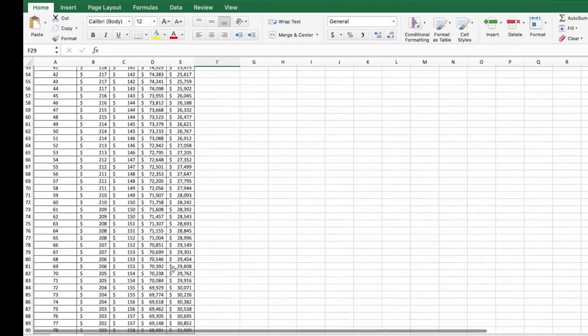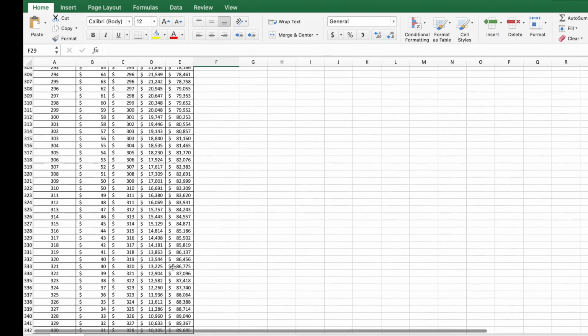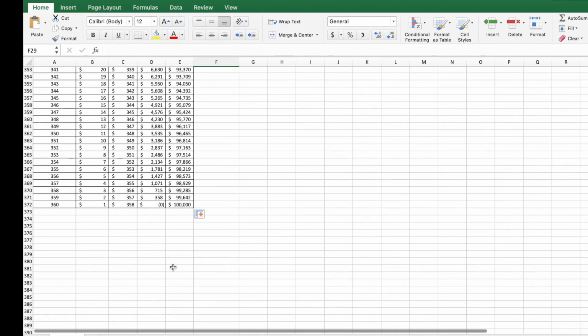So if we scroll all the way down, what you can see is that when we get to the very bottom to month 360, we're only paying $1 in interest. The rest, $358, is going towards our principal, and our final loan balance at the end of the month is $0, which means the equity is $100,000, and we have officially paid off our mortgage.